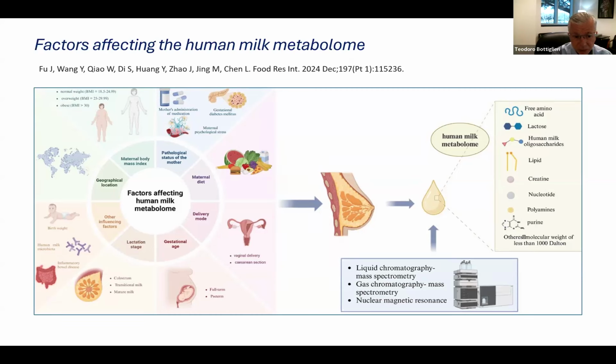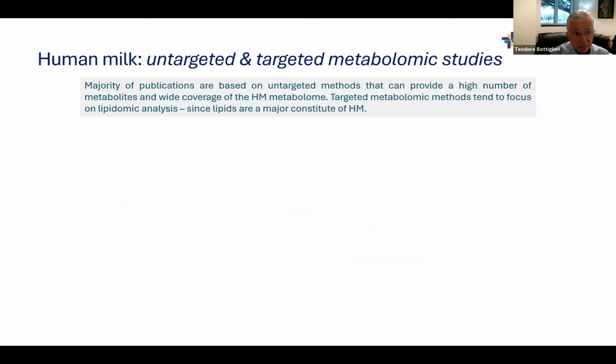Of course, we use mass spectrometry or NMR as our main technique to identify these metabolites, and bioinformatics to unravel all the information and make sense of everything that we can find. Just to give a little more background on the methods used: there are both untargeted and targeted metabolomic studies, but the majority of publications are based on untargeted methods, at least in the human milk metabolome area right now, and perhaps in others too.